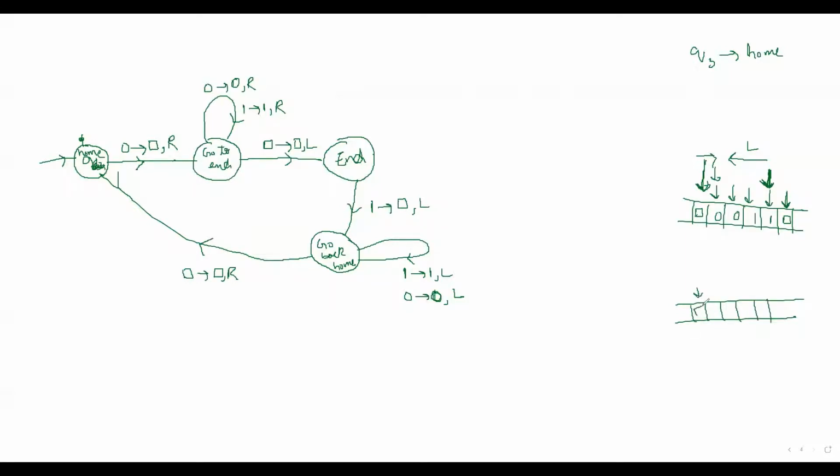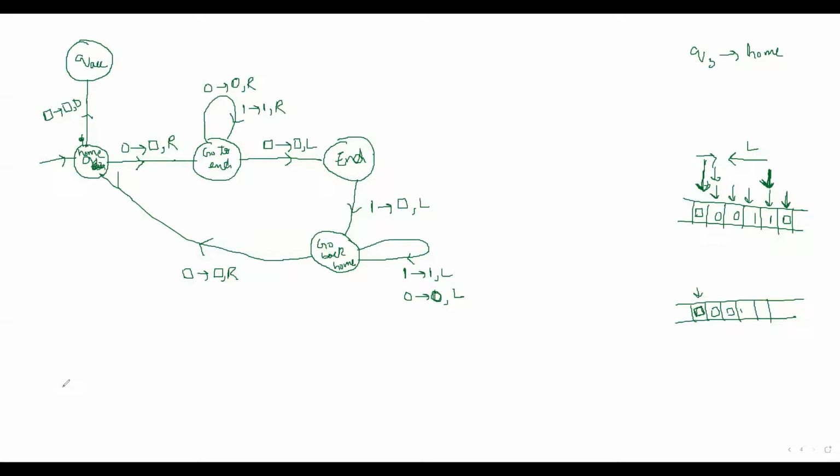Now let's say at the home there is a blank. Blank means that everything has been completed, there is nothing left. Blank means that all the cells are blank. So if I am at the home and there is a blank, I can move in any direction. That means for each zero there is a corresponding one, so the number of zeros is equal to the number of ones. In that case, we will go to the state Q accept. Fine, so this is our Turing machine.